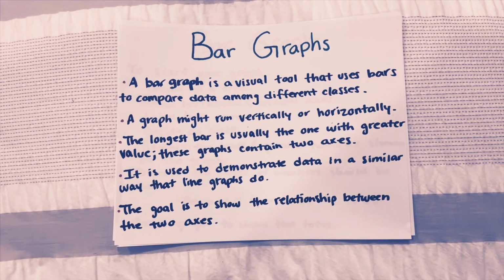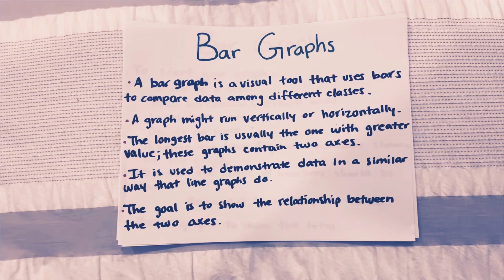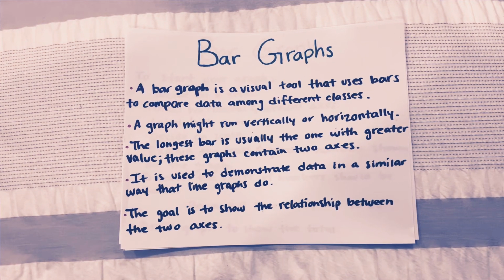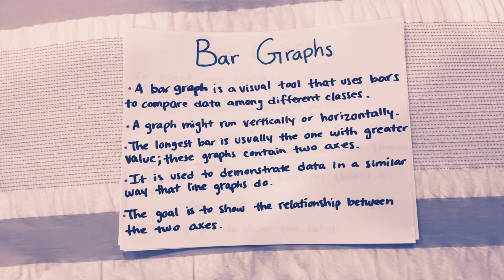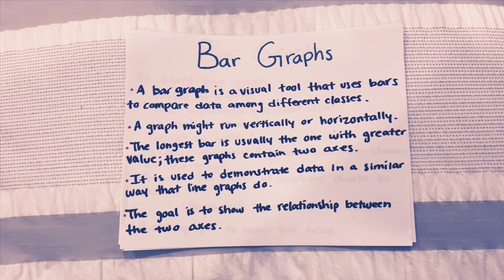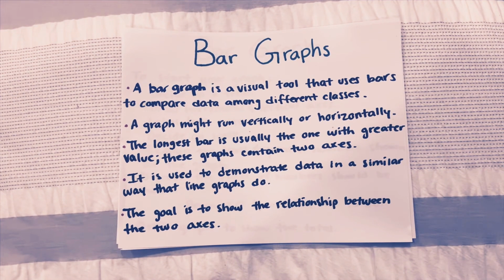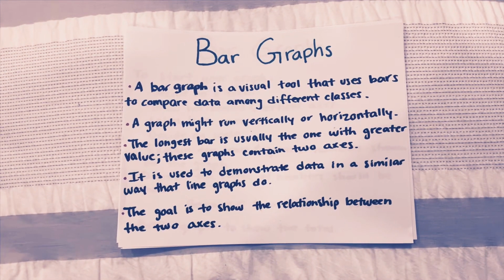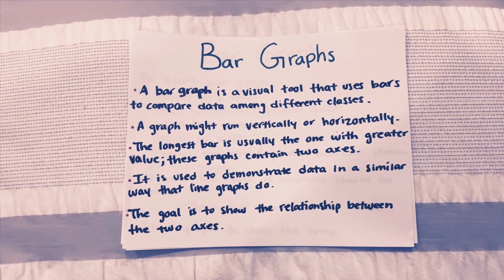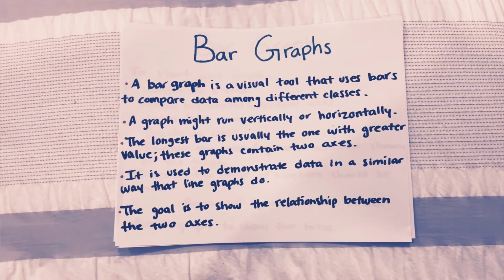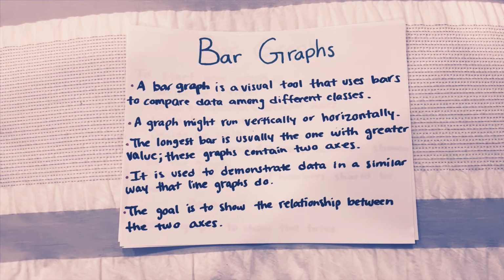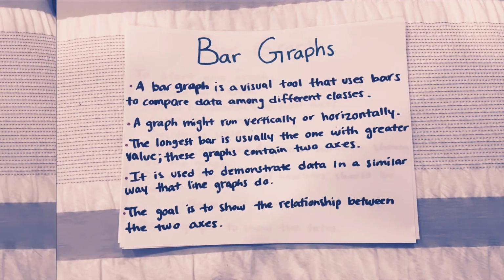So a bar graph is a visual tool that uses bars to compare data among different classes. A graph might run vertically or horizontally. The longest bar is usually the one with greater value. These graphs contain two axes. It is used to demonstrate data in a similar way that line graphs do. The goal is to show the relationship between the two axes.